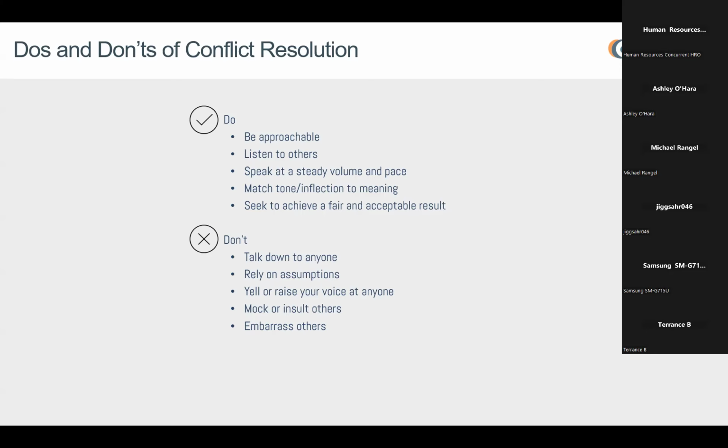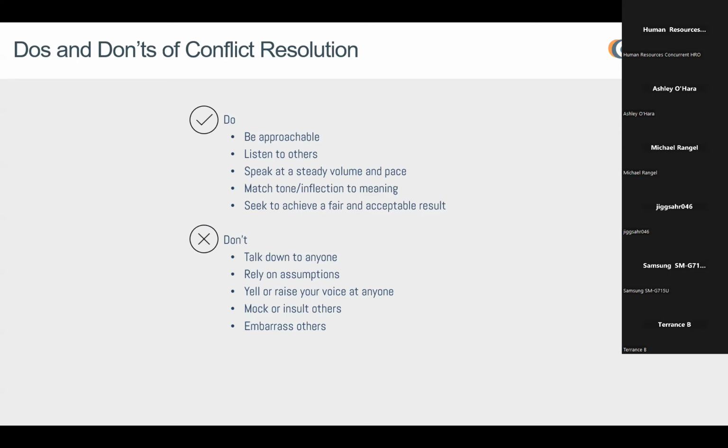And then do seek to achieve a fair and acceptable result. This may not always be able to be done, but overall, if this is something you can achieve, then it's a big win, and you will maintain respect because people will know you're doing your best.